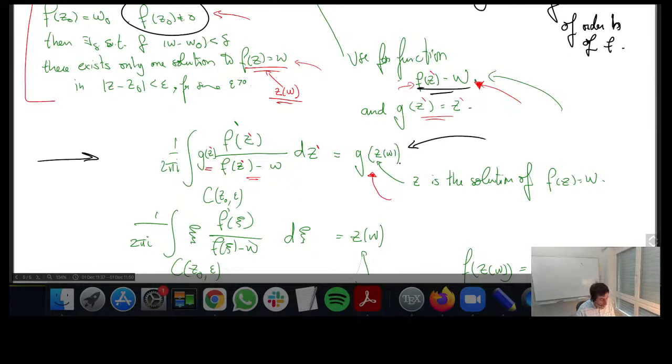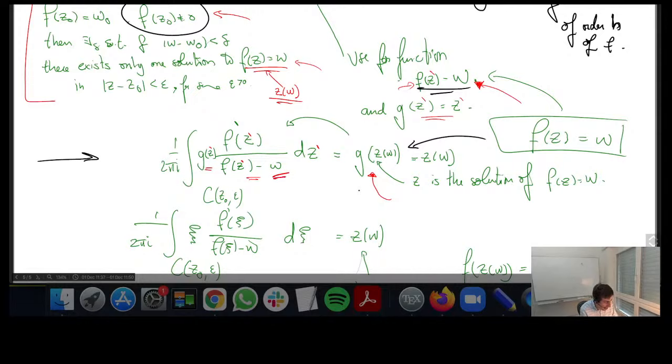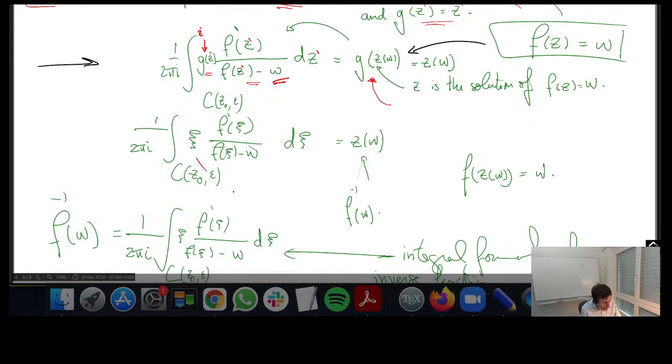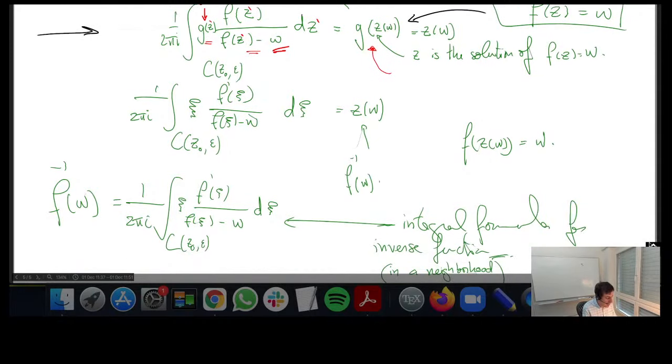But because I picked g to be just the identity function, this is equal to z of w. So this allows me to write the z that is the solution to the equation f of z equals w, right? Given a w, it allows me to write it as an integral function depending on w and f, right? And then this is just equal to z prime, right? And then instead of having all those primes, I just define the new variable c, which becomes a bit easier to keep track of, right? And then I get this equation.